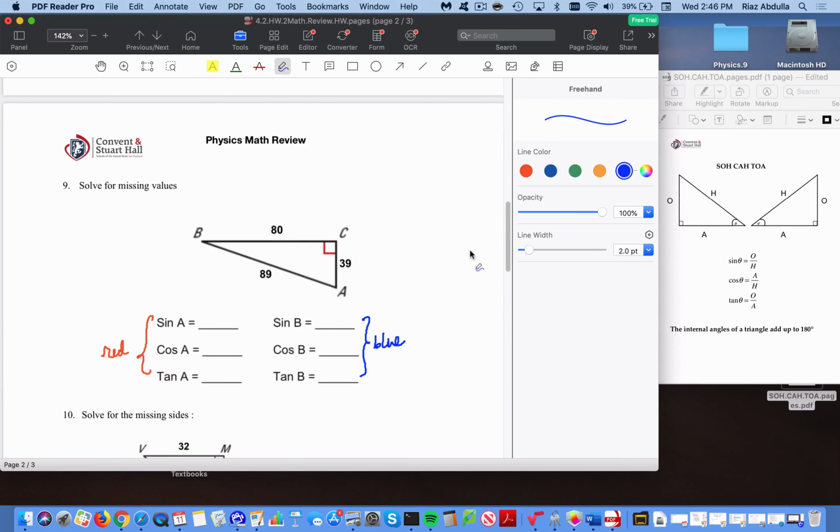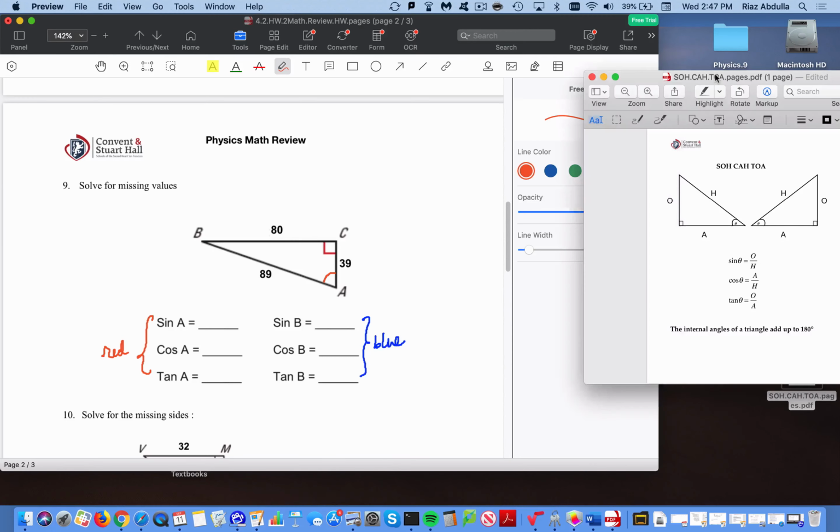So let's first start with the sine of A stuff. I'm going to put my angle here for the sine of A like this. And then I'm going to take my SOHCAHTOA sheet and turn it so that the triangles match. What I need is the right angle on the top, and the angle that I'm looking at directly below it.